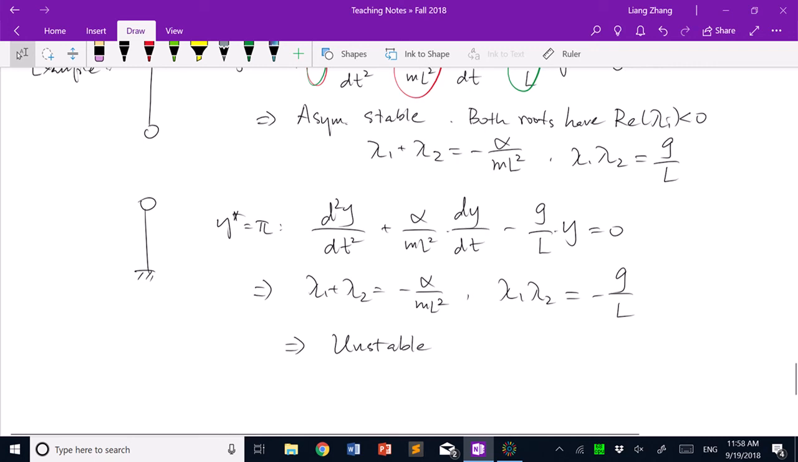Okay, so this wraps up all the discussions about nonlinear systems and their stability determination based on the Hartman-Grobman theorem. Next, we'll start a new chapter, and this new chapter will be chapter 4 of the textbook.